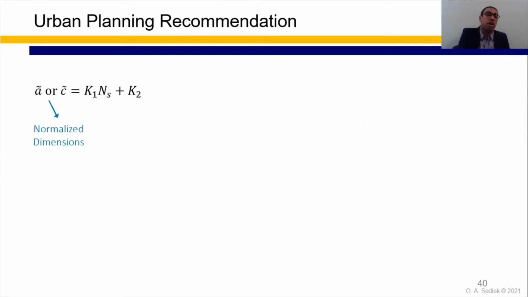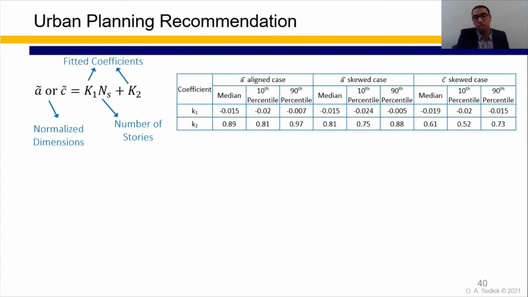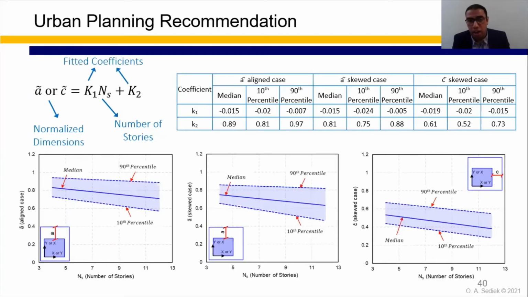So this is the normalized dimensions with respect to the height, or the normalized maximum extent. And it's only a function of the number of stories. And we fitted three expressions, one for the median, one for the 10th percentile, and one for the 90th percentile.